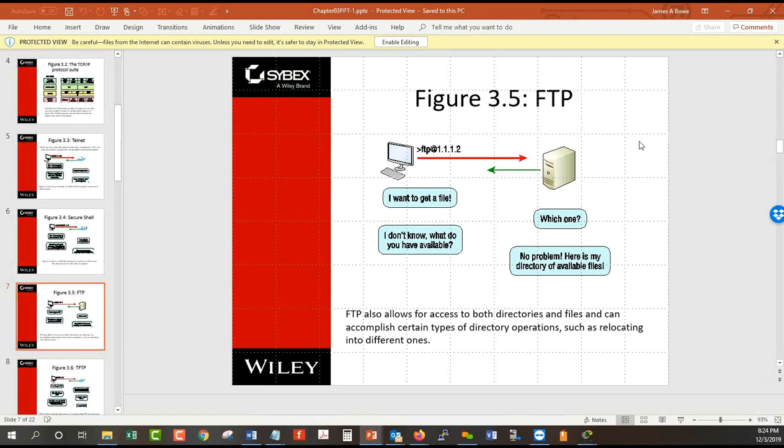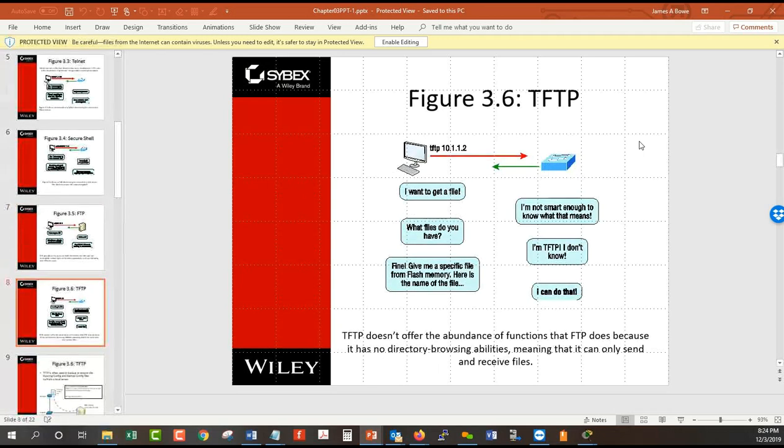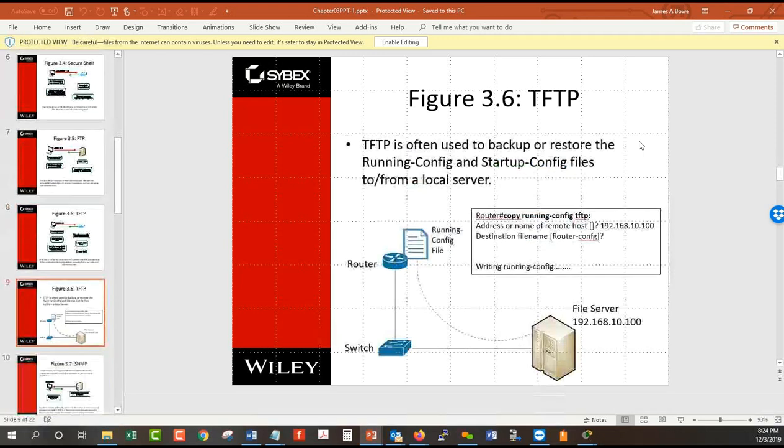FTP, again, that's something we will worry about later. You should know that it is one of the protocols. You should know what port numbers it uses. TFTP, the same thing. We did get to actually configure TFTP, so you'll want to know that as well.